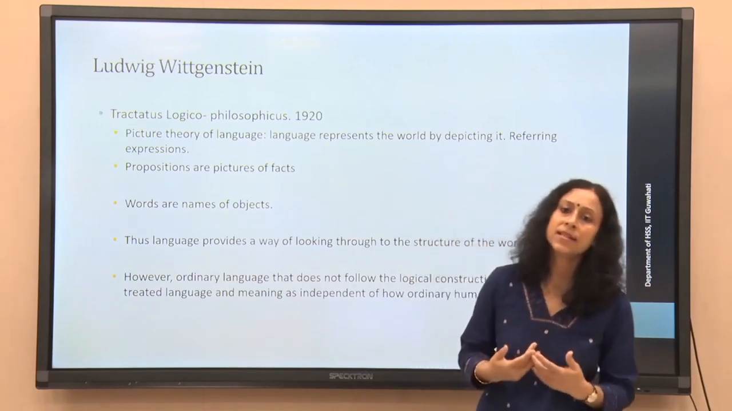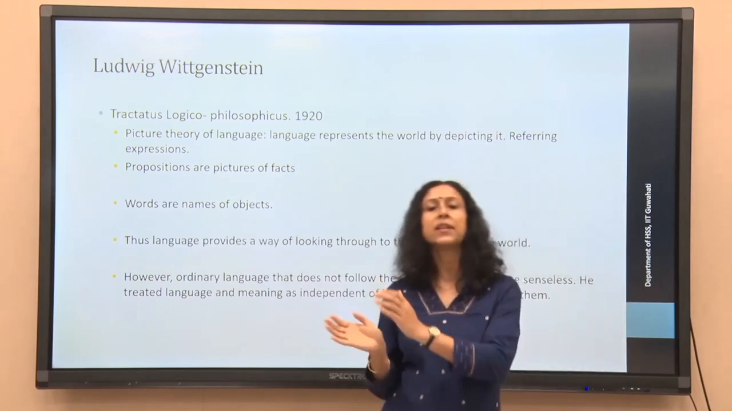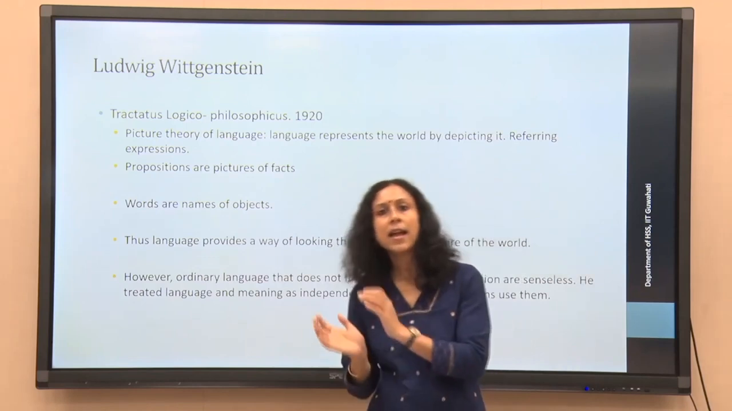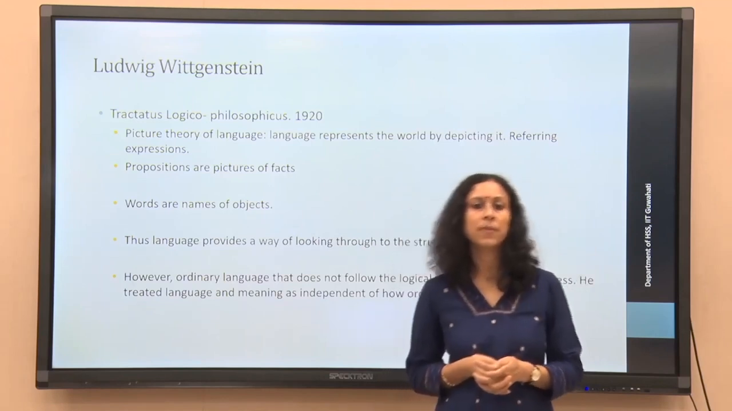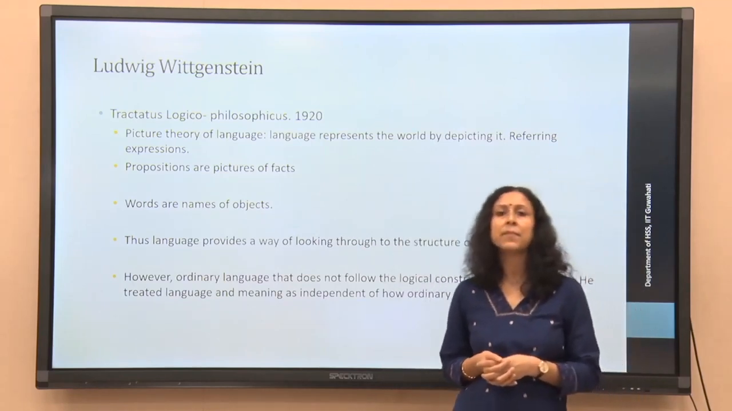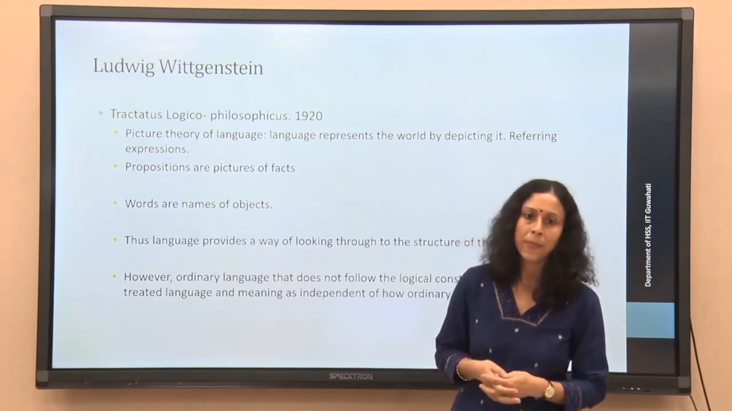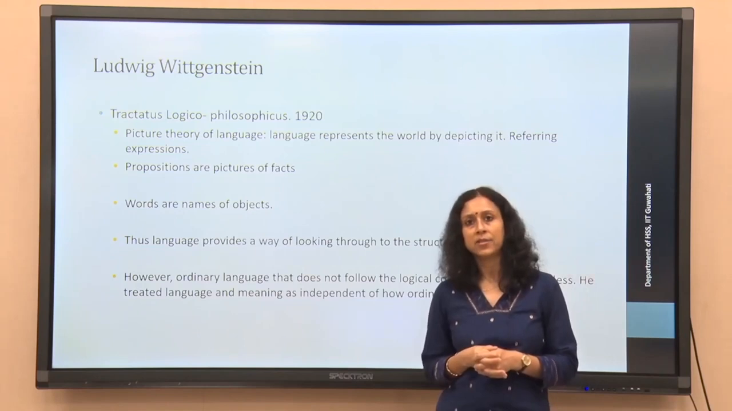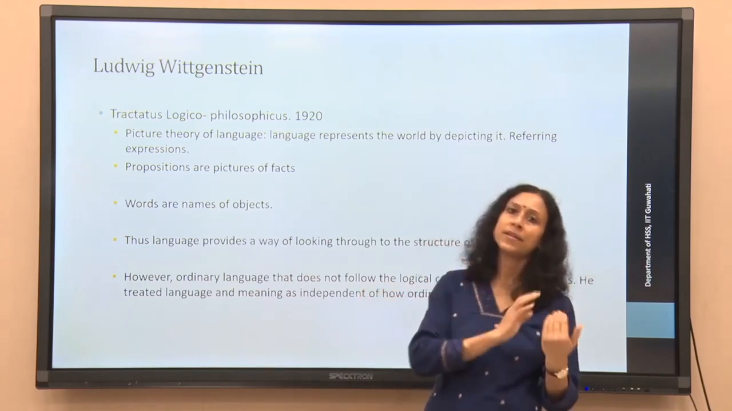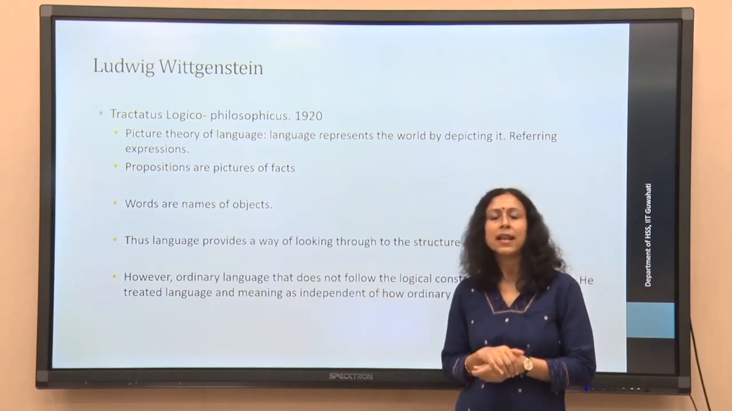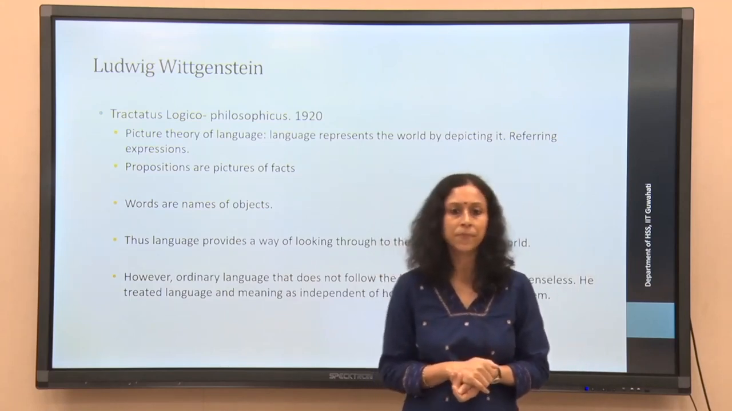Language merely represents the world by depicting it. It just refers, it just gives a picture of the things in life, and it just reflects it into the brain. It doesn't create anything, it has no other role to play. So, propositions are basically pictures of facts as it happens in real life. Words are names of objects. There is something that happens in the world, language simply takes a picture of it and depicts it in the human brain. Thus, language simply provides a way of looking through the structure of the world.